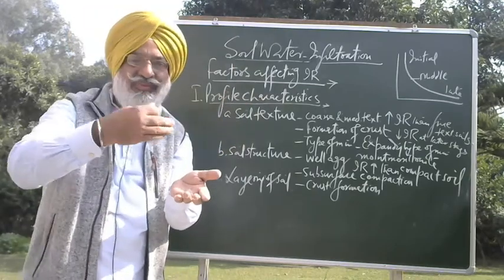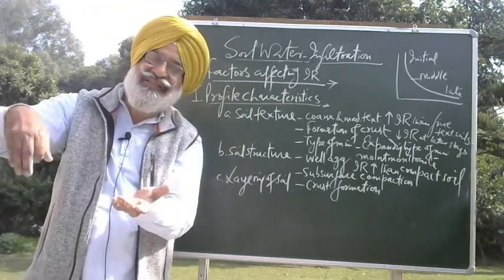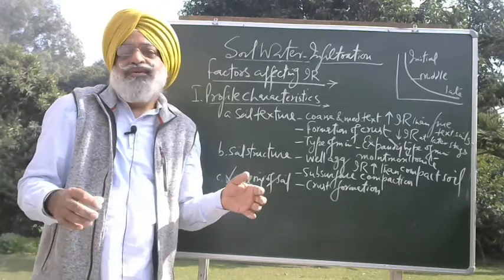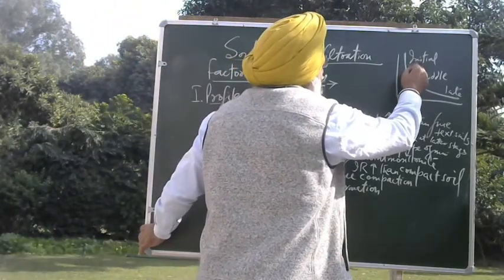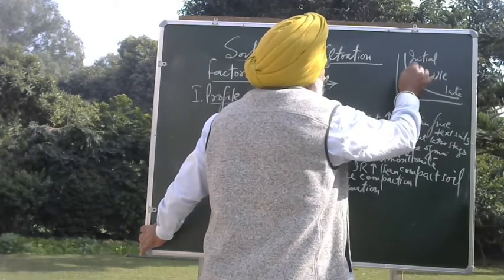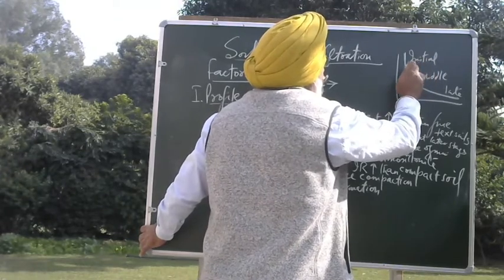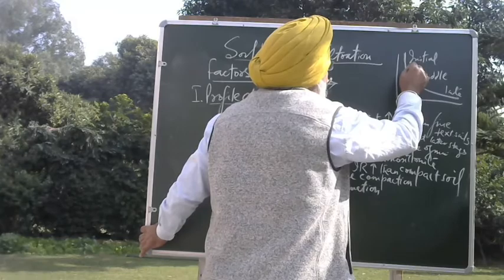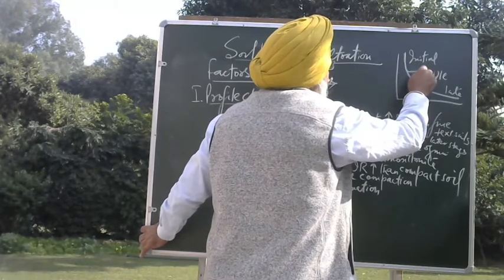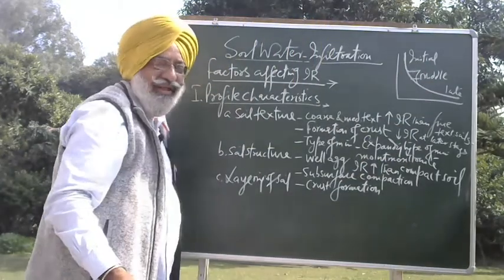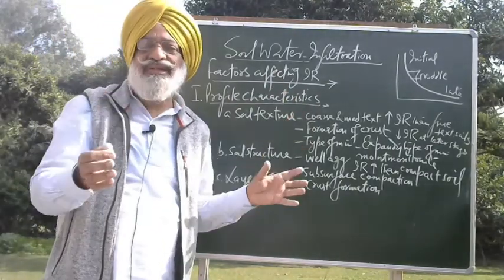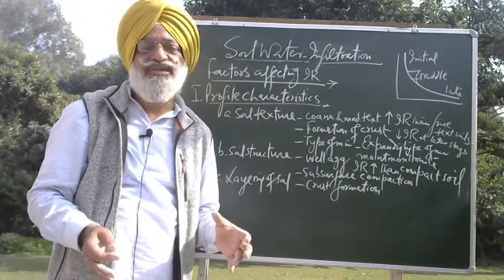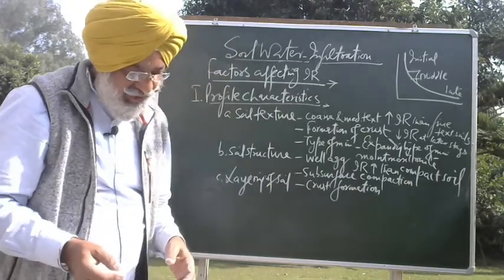Then again, when water moves to the next layer, infiltration may increase, then again it may decrease. So it's not that you always get this type of curve. You may have this type of curve also, where the infiltration rate decreases over here, then it may increase, then again decrease, like this. So layering is very important. Generally we discuss things for a soil that is homogeneous, without any distinct layers.